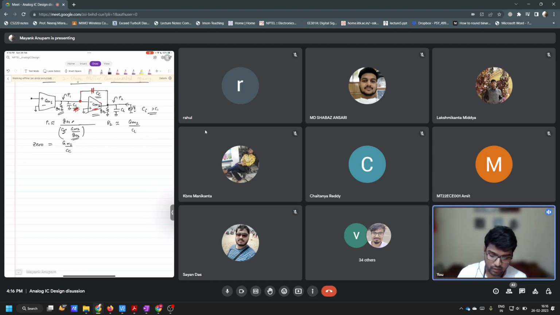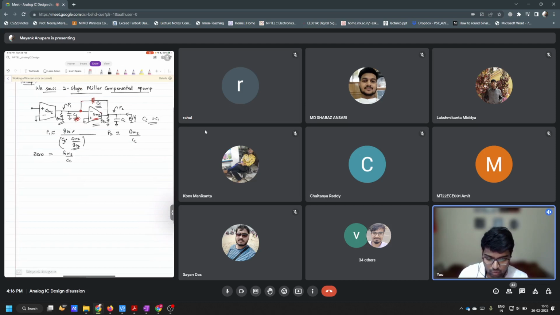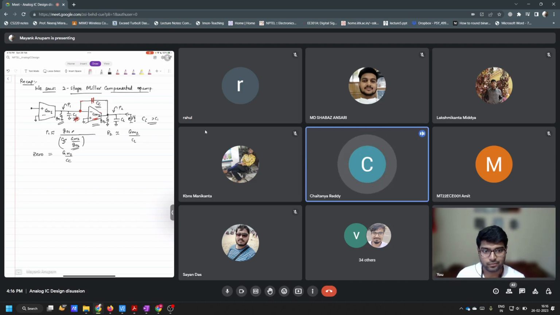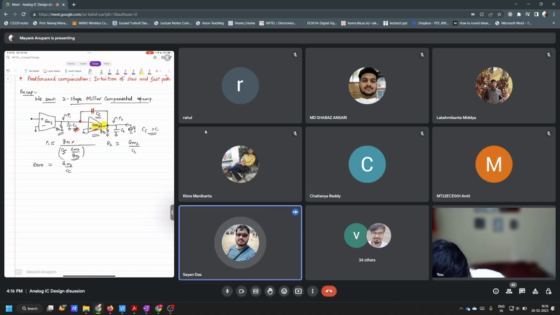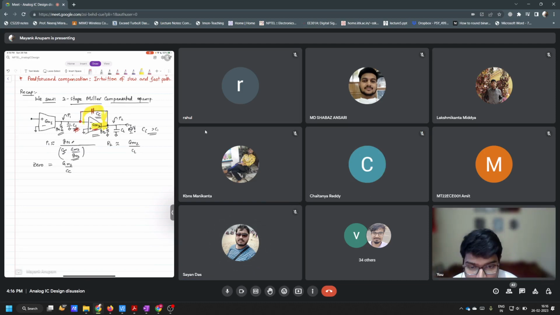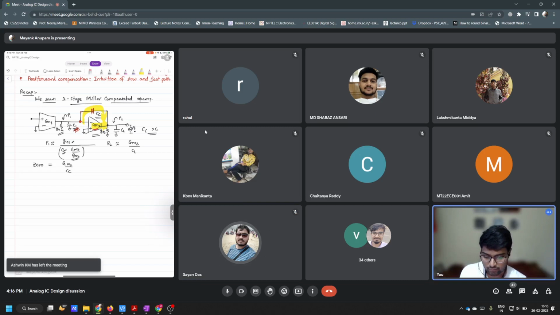Fine. Now can someone tell me how the zero came here? What is the intuition behind this zero? Why should a zero appear? In the second stage, there are two paths for the output. Correct. And which are those two paths? One is through the transconductor, and another is through CC. Correct, definitely. So these are the two paths because of which we can expect a zero.